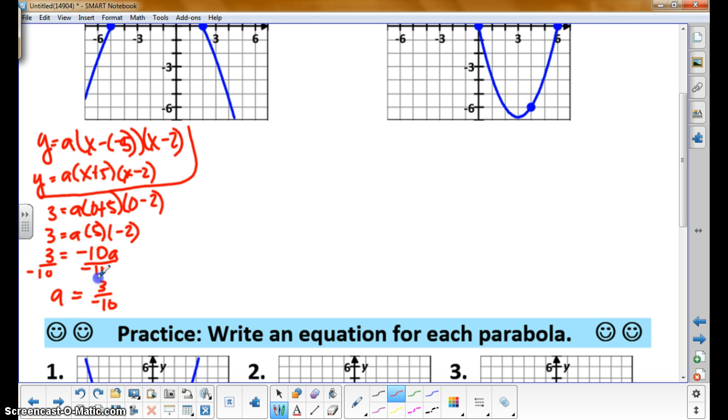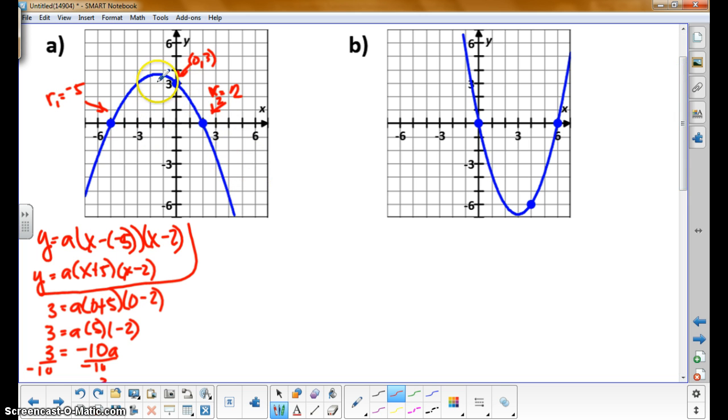And the fact that it's negative indicates that the parabola points down, which is what we observe. So we're good there. And the fact that 3/10 is less than 1 makes that parabola wider. And it is kind of a wide parabola. So we can come up with the final equation, y equals -3 over 10 times (x plus 5) and (x minus 2). And that would be the answer.